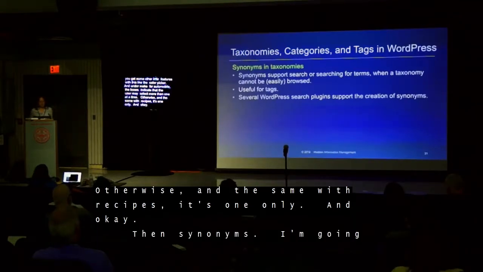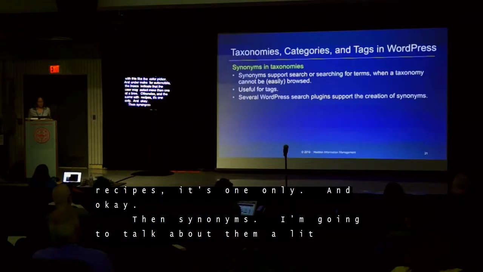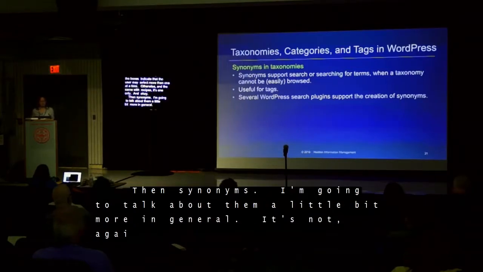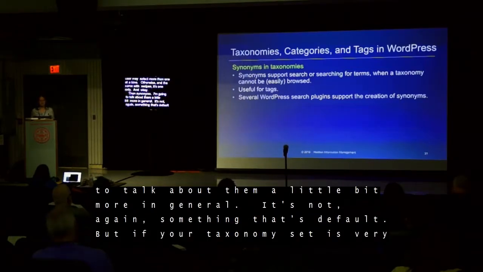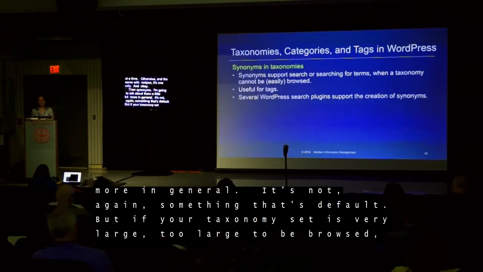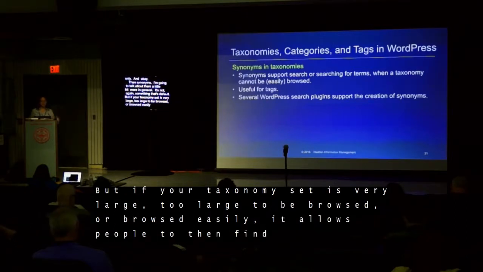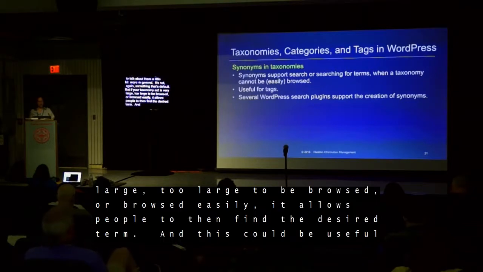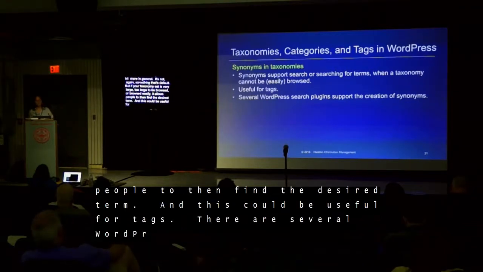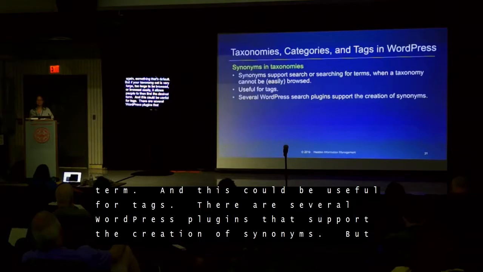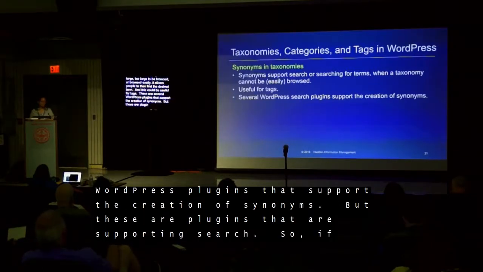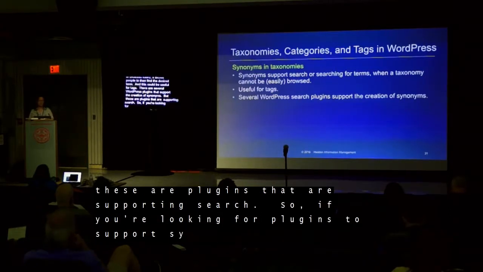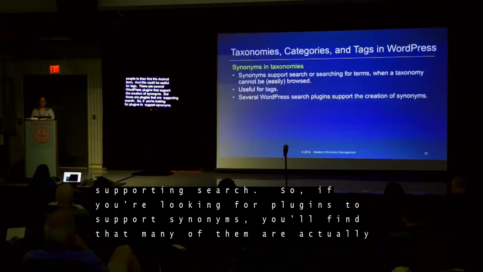Then synonyms. I'm going to talk about them a little bit more in general. It's not, again, something that's default, but if your taxonomy set is very large, too large to be browsed easily, it allows people to then find the desired term. And this could be useful for tags. There are several WordPress plugins that support the creation of synonyms, but these are actually plugins that are supporting search. So if you're looking for plugins to support synonyms, you'll find that many of them are actually considered search plugins.